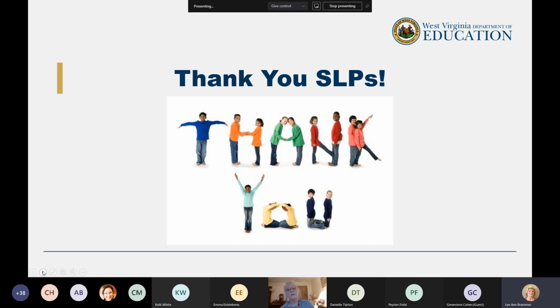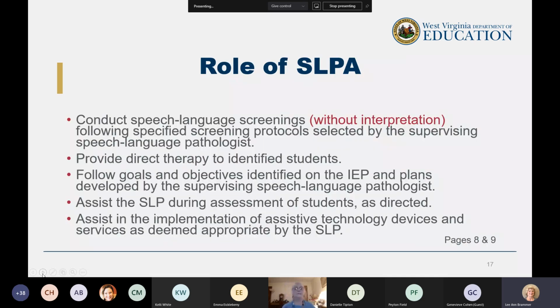Now we're going to go to the SLPA's responsibilities. And what you do, and what we're so appreciative that you do, is that you can do the speech language screenings without interpretation, as long as you all have gone over it and you agree on what's right and what's wrong, or correct or incorrect. You provide the direct therapy to the students, which is wonderful. You follow those goals and objectives. You assist in evaluations or assessments as needed. And you, of course, assist in the implementation of assistive technology devices.